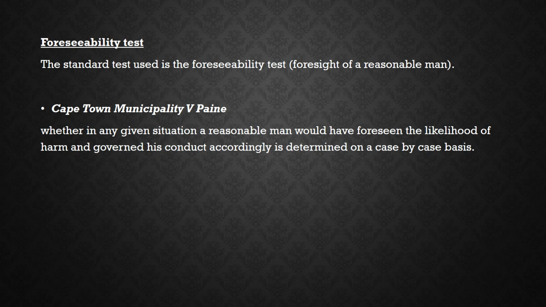So if we take the case of Adam and Amy, the court will determine whether a reasonable person in the position of Adam would have foreseen the likelihood of harm and governed his conduct to prevent such an accident.